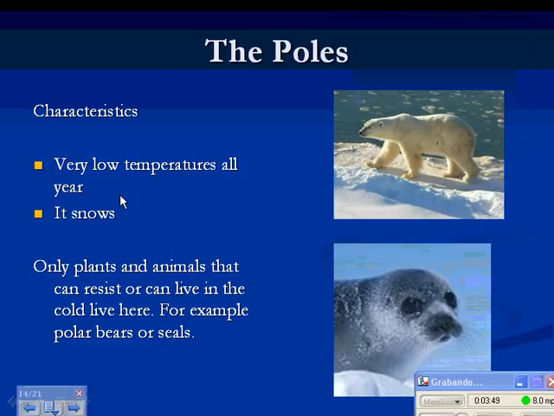The poles. The poles have very low temperatures all year, and it snows. And only plants and animals that can resist or can live in the cold live here. For example, polar bears or seals.